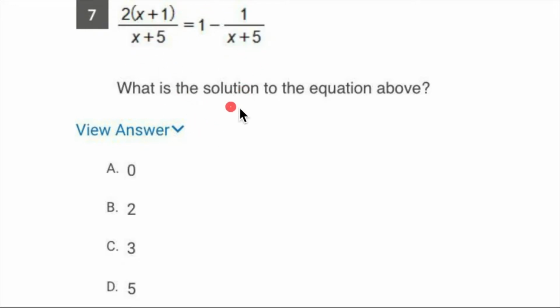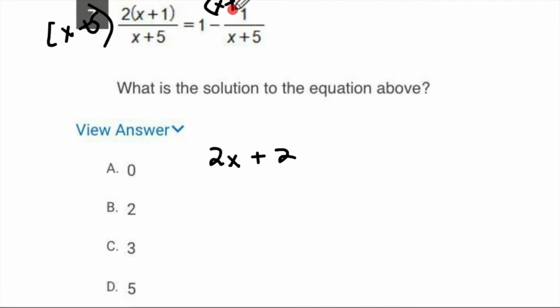So let's just solve this thing. First thing I'm going to do, I think, is multiply by our common denominator, which is x plus 5. So I'm going to multiply this times x plus 5. So I'm just going to distribute this through. The x plus 5s, if I multiply it all by x plus 5, let's just put this here.